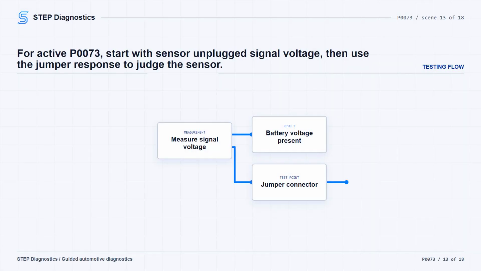For an active circuit high fault, disconnect the temperature sensor and measure the signal circuit voltage with the ignition on. The signal circuit should be between 4.9 and 5.6 volts. If battery voltage is present, repair the sensor signal circuit for a short to another voltage supply. If the voltage is correct, move into the jumper test.